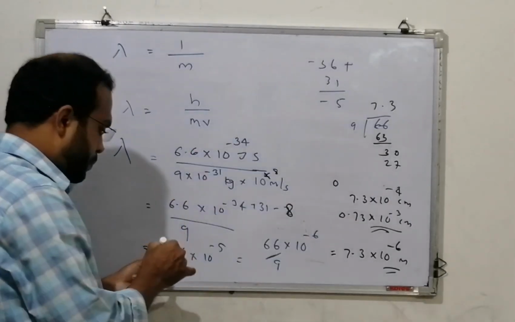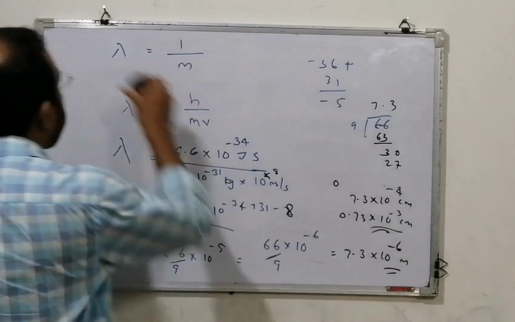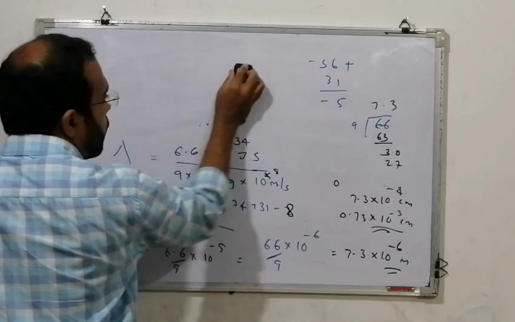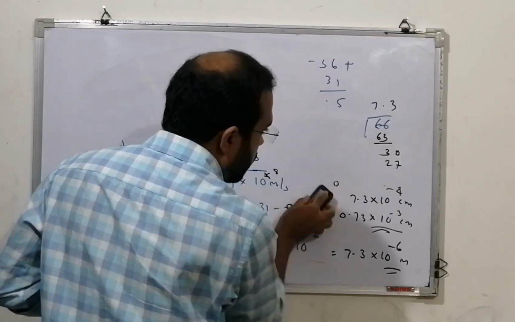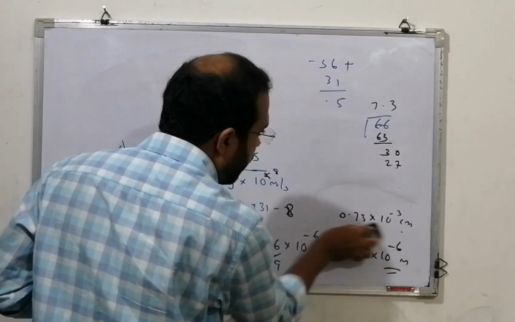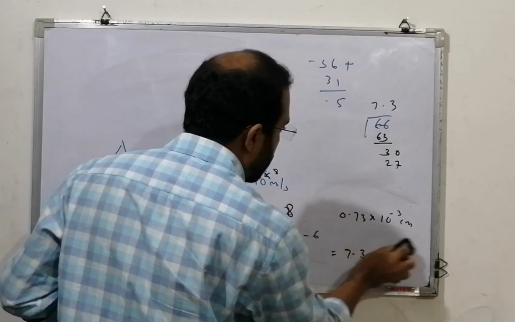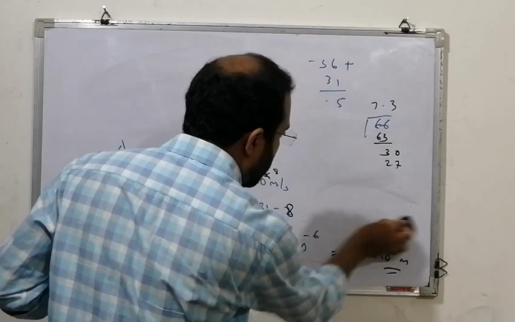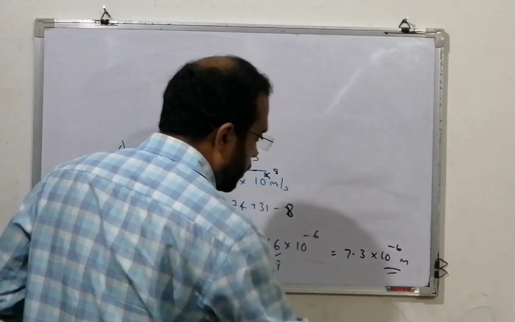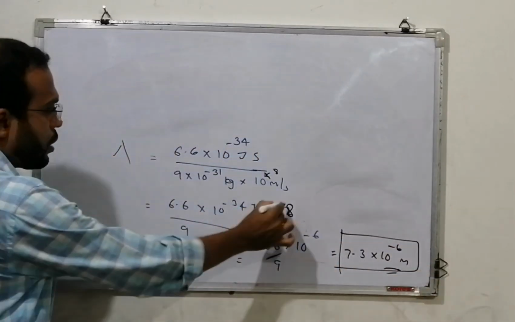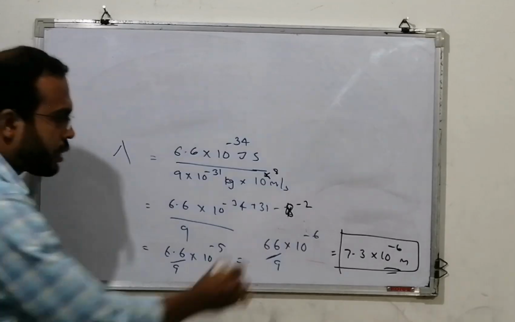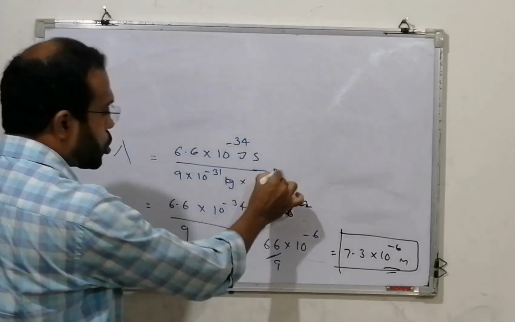But you know, this value will be significant. This is the wavelength of an electron. Look, this is the value of the wavelength of an electron when it moves with 10 raised to 2.